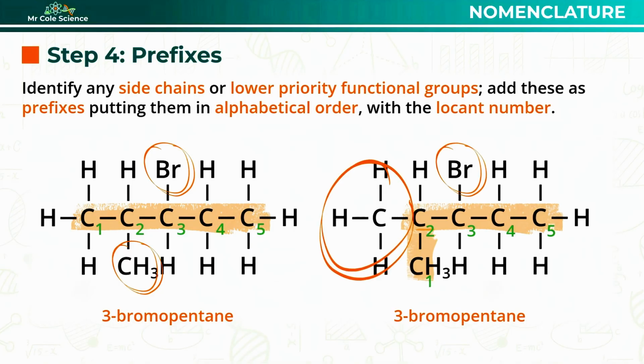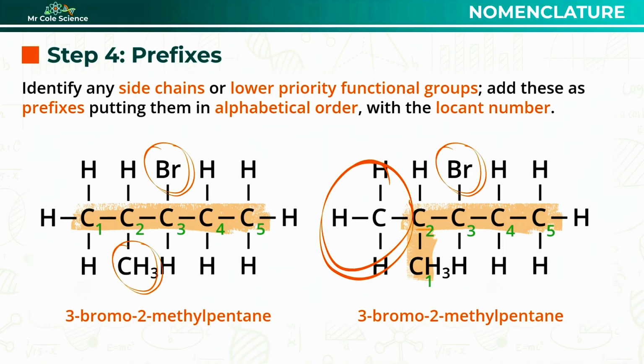Now, as our rule states, all prefixes need to go in alphabetical order. At this stage, it doesn't matter whether one group has a higher priority than another or what the locant number is. We're solely interested in arranging the prefixes in alphabetical order. So B comes before M in the alphabet, so our bromo prefix comes before our methyl prefix. This gives us 3-bromo-2-methylpentane. Again, making sure we include hyphens every time we're changing between numbers and letters.